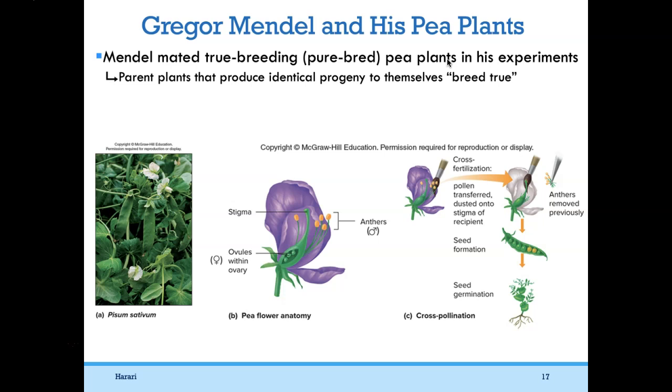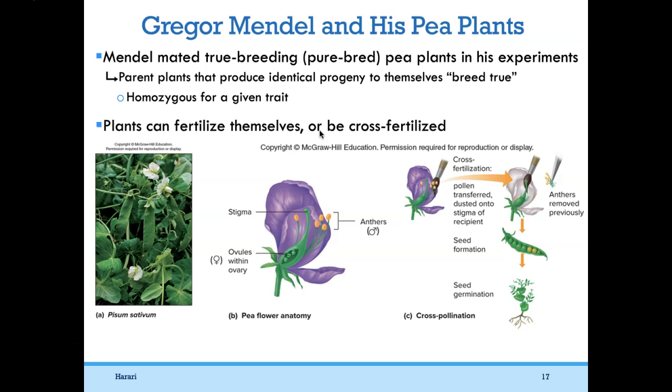There is nothing hybrid about them. So he used plants that would, for example, if he took a green pea plant and mated it with itself, it would only give green plants, right? Because it's true breeding. So that's really important that he started off with true breeding plants. So, right, they're homozygous for a given trait.